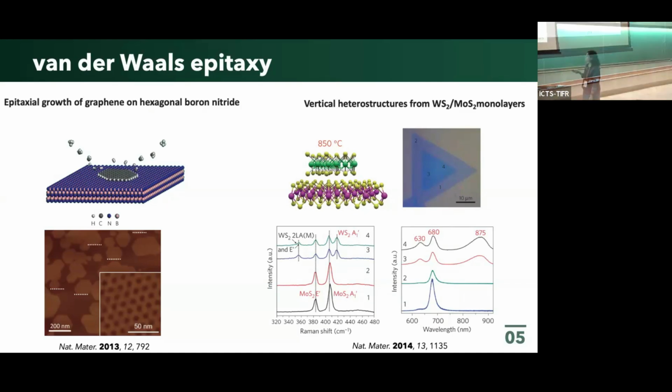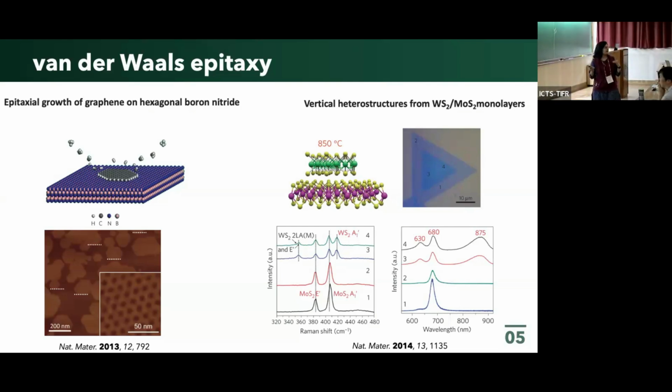And if you do STM or TEM studies, you can see that you have a moire pattern arising between the graphene and the HBN. Again, this shows that there is some kind of epitaxy involved in this growth. And the other kind of materials that people have been growing using chemical vapor deposition are the vertical heterostructures from WS2 and MoS2 monolayers.